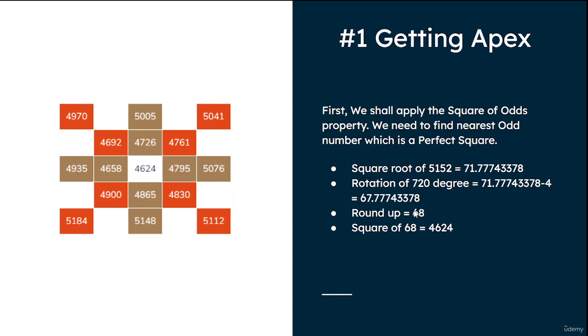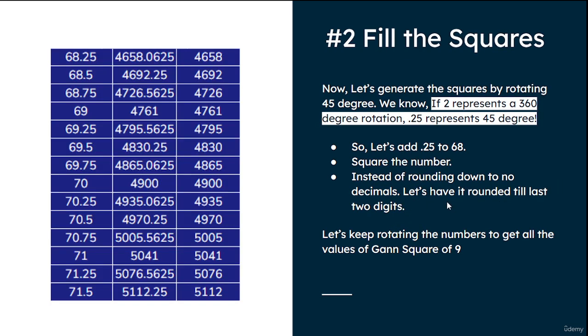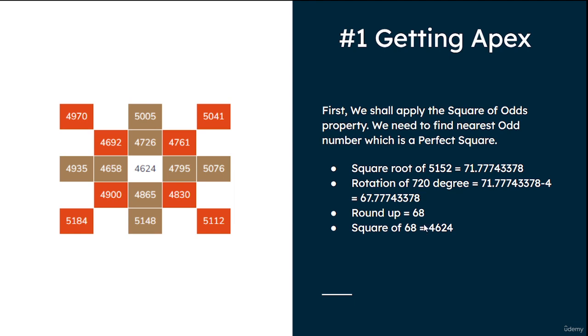So to get the apex value, the square root of 5152 is 71 point something. If we are about to rotate 720 degrees, remember that for 360 degrees we are subtracting 2, so for 720 degrees we will subtract 4. Now we are getting 67 point something. If we round it up, we will get 68, and the square of 68 is 4624.